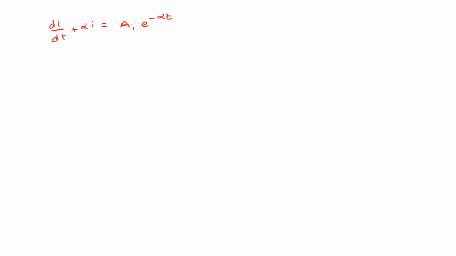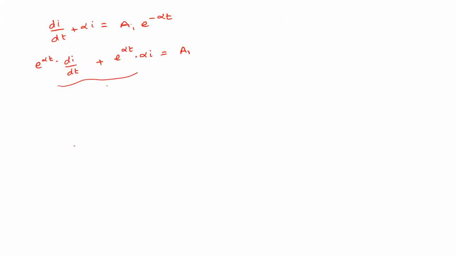So from this, if you rearrange these terms, or bring this e to the power of alpha t to the other side, it will be di by dt into e to the power of alpha t plus e to the power of alpha t into alpha I, which is equal to a1, right? Agree? Okay. I'm just rearranging these terms, right? So this will be e to the power of alpha t into di by dt.